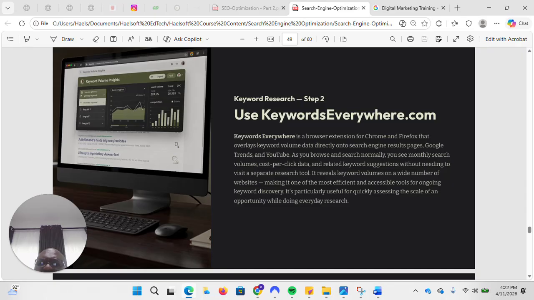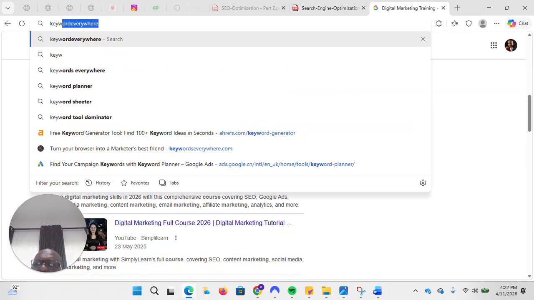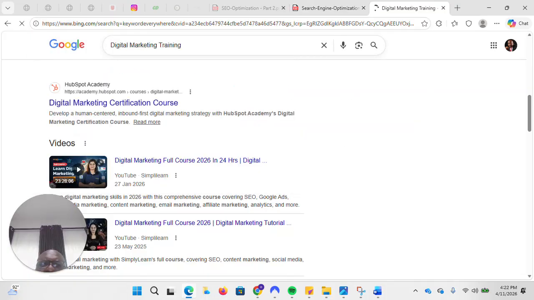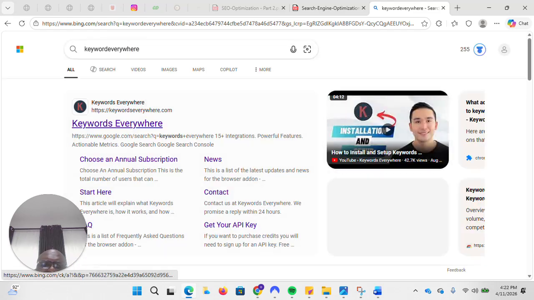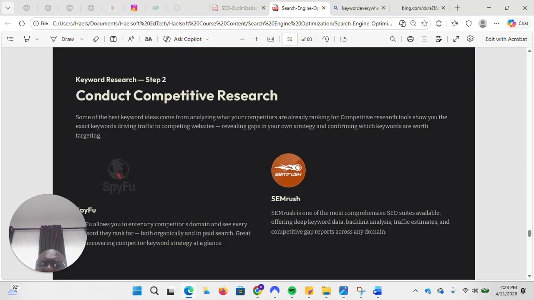All you need to do is to type keywordseverywhere.com and it will take you to the platform. Let me search for it. Keywords Everywhere is also a powerful tool. Yeah, so this is the platform here. It's called Keywords Everywhere. It's still loading. And then we have conduct competitive research.